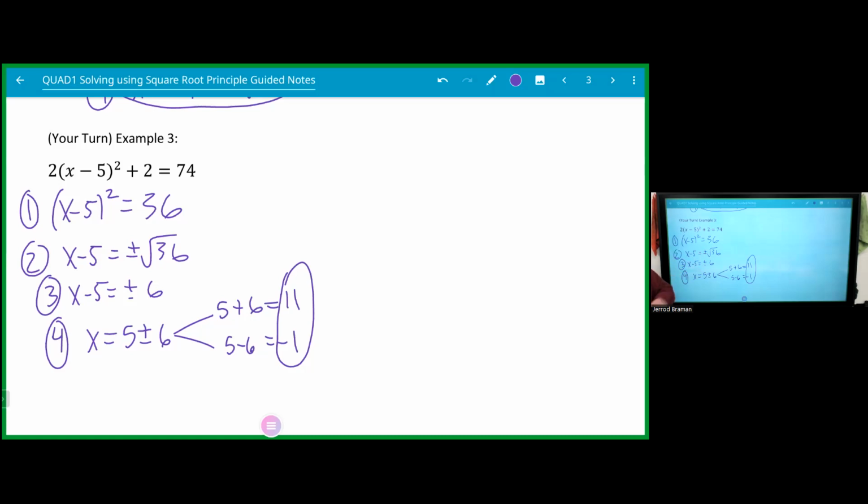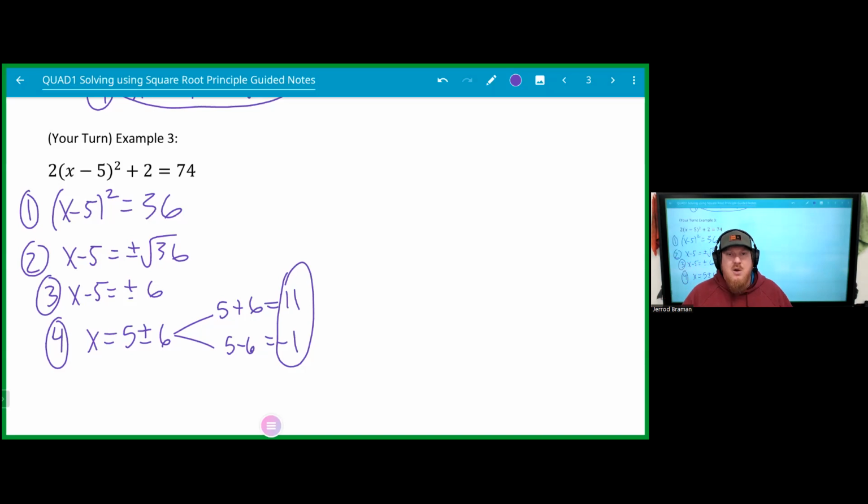So I maybe hoped you saw this here. I would add 5 to both sides. I have 5 plus or minus 6. When you can, do. In other words, when you can add whole numbers together, go ahead and do that thing. We can do 5 plus 6, which is 11. We could also do 5 minus 6, which is negative 1.